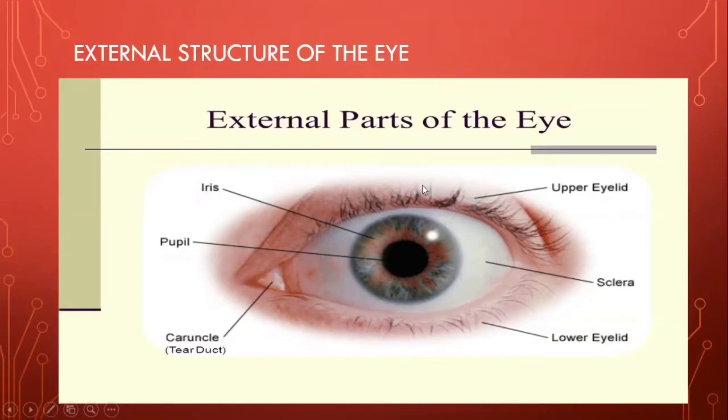Now, what is the function of the eyelashes? The eyelashes are hair which can trap the dust particles and prevent them from entering into the eyes. What is the sclera? The sclera is made up of tough, dense connective tissue, which is the white portion of the eye. This is only the visible portion.